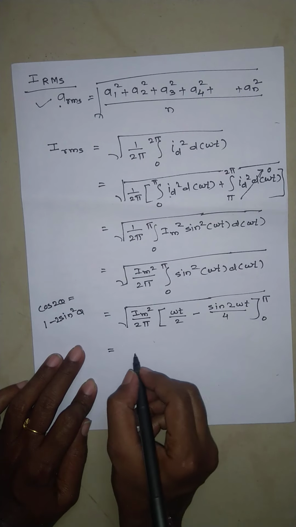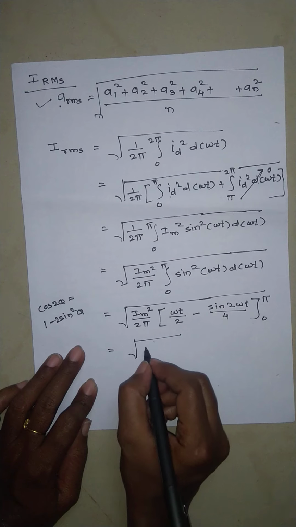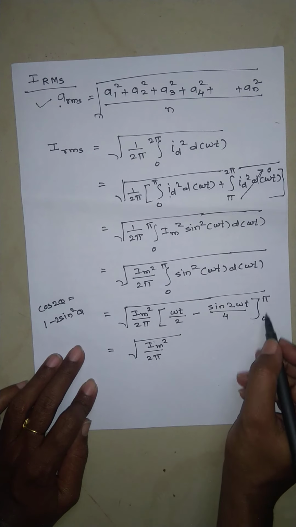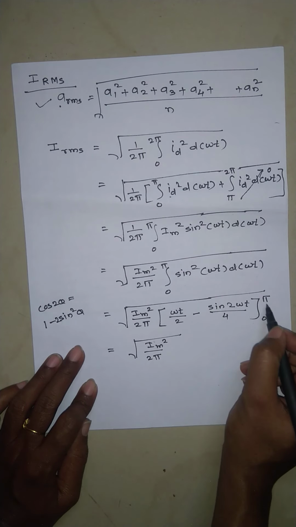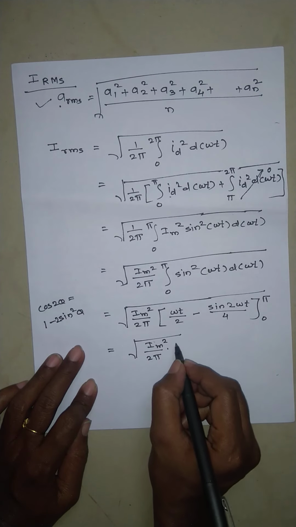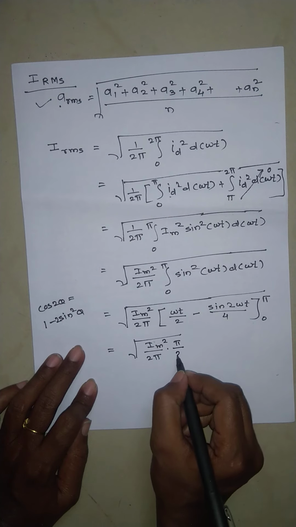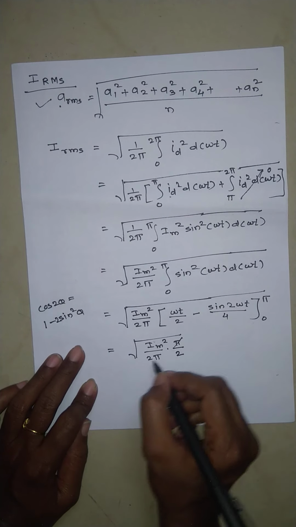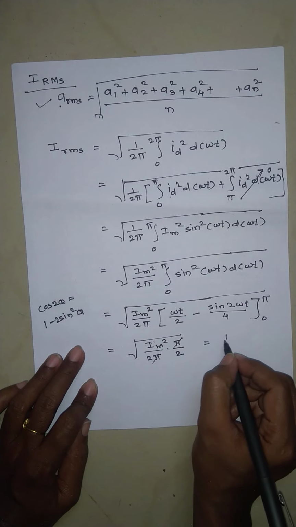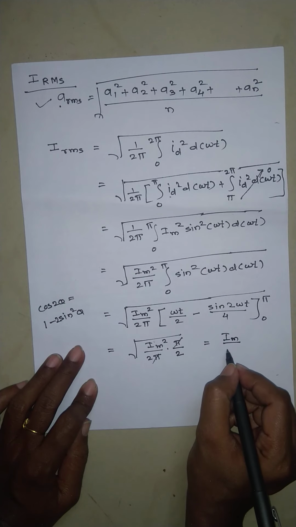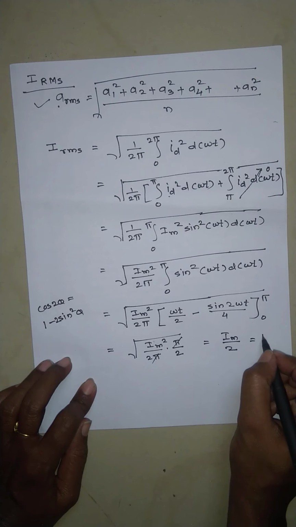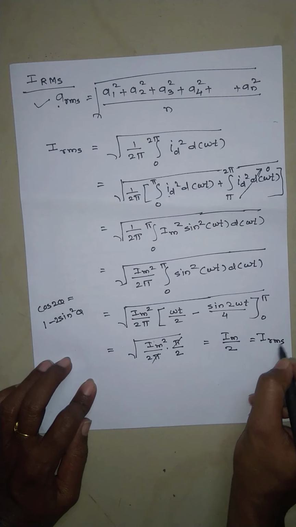So it will be the square root of Im square divided by 2 pi, and if we put in the upper limit and lower limit of omega t, the whole bracket results in pi by 2. So this pi will get cancelled. Under the root of Im square by 4, it is equal to Im by 2. So this is how we obtained the expression for IRMS.